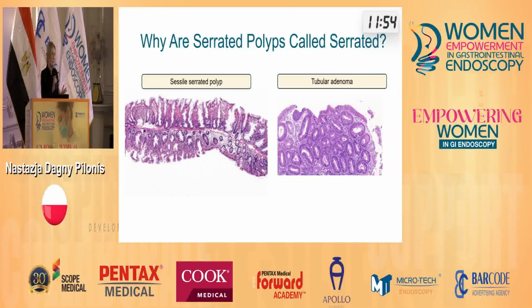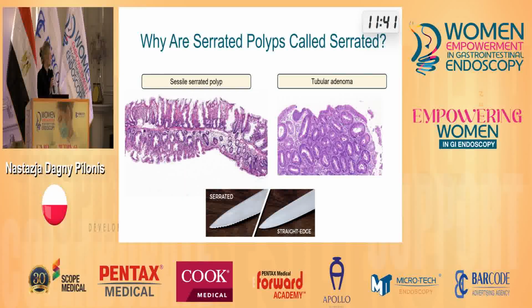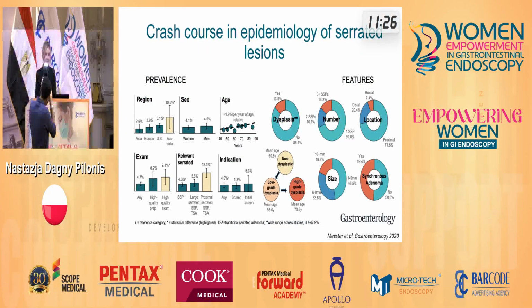Why are serrated polyps called serrated? I'm sure many of us ask this question, because their morphological look doesn't look serrated at all. The serrated name comes from the histopathological appearance. When we compare a sessile lesion with a tubular adenoma, you can appreciate the serrated, tooth-like surface, and this is why they're called serrated, as you can see compared with the shape of a knife.